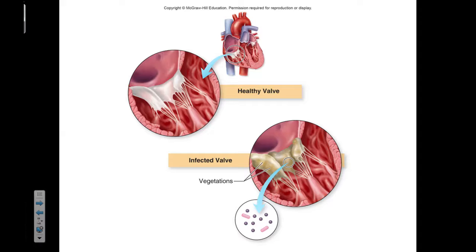When we look at a healthy valve of the heart, it's going to be nice and thin, lean, and flexible. But an infected valve that has a biofilm form on it is going to have these vegetations, or this thick film of multiple bacterial species growing on it. This infected valve is going to be associated with endocarditis.